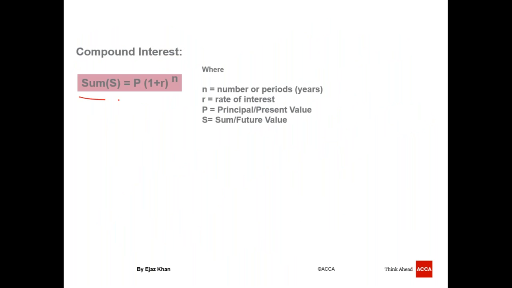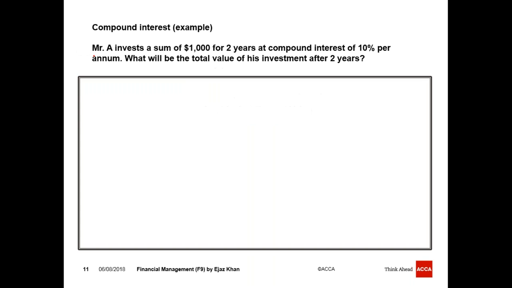So here is the formula, in which N is the number of years or periods, R is the rate of interest, P is the principal or present value, and S is the sum or future value. So the key point here is that whenever we are supposed to calculate the principal, we have to actually offload the amount of interest. But whenever we are supposed to calculate the sum, we have to include the amount of interest. So look at this example.